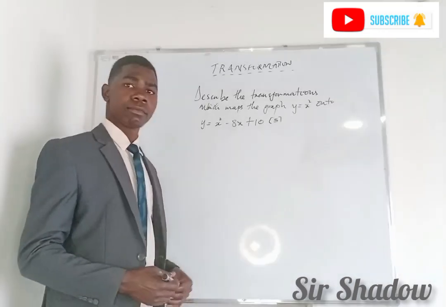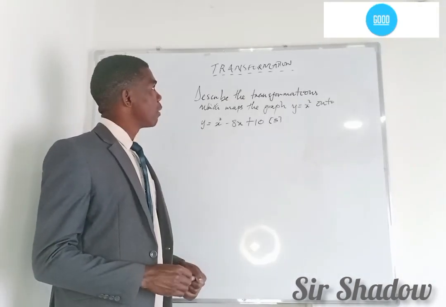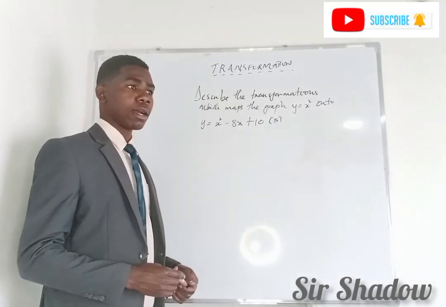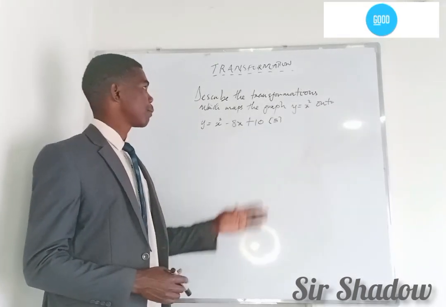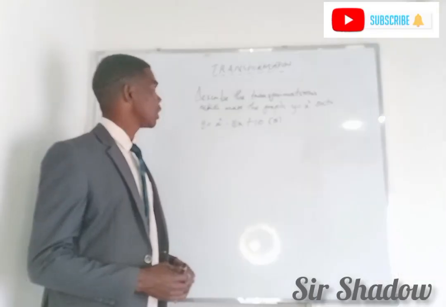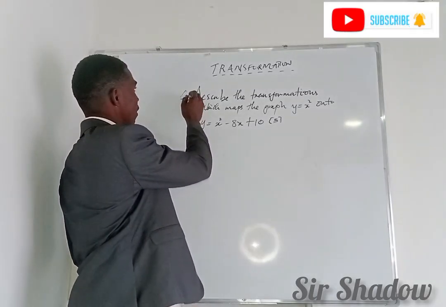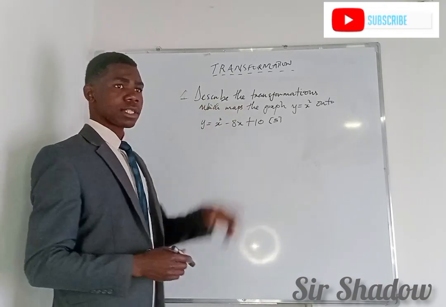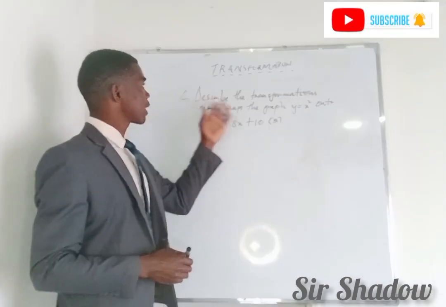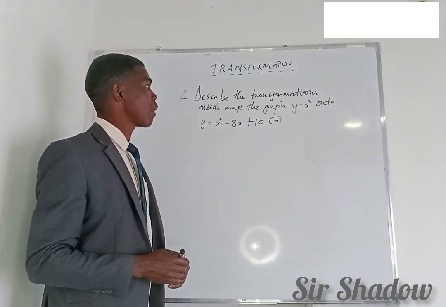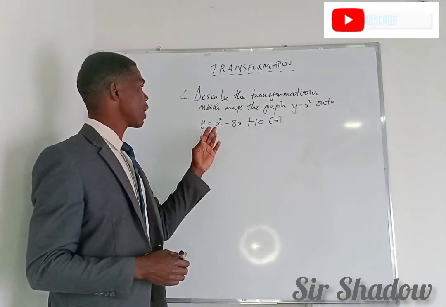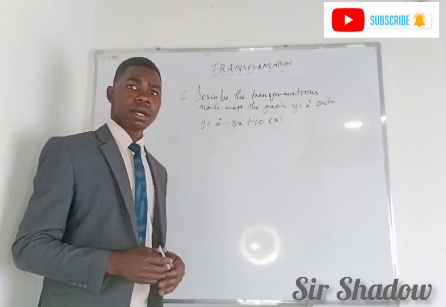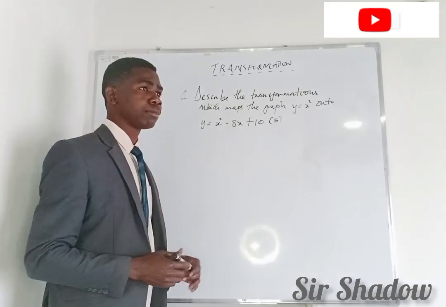As you see, we are still on transformation, describing the given transformations. For now, we are given this question and we are asked to describe. The question said, describe the transformations which maps the graph of y equals x squared onto y equals x squared minus 8x plus 10. Then we are awarded 5 marks.